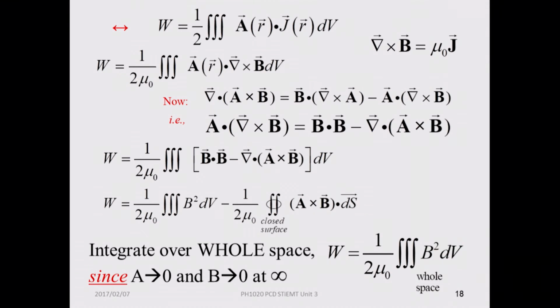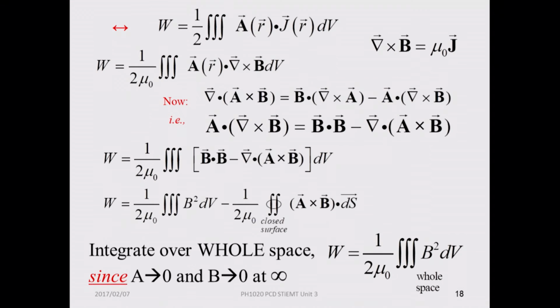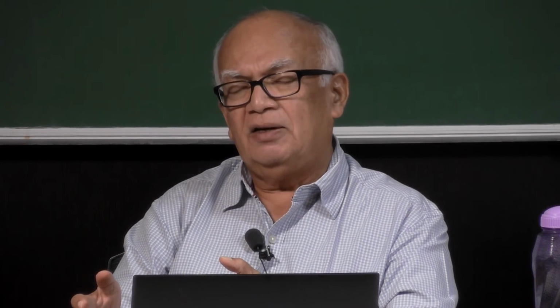Okay, and if you now integrate over the whole space, since A and B both go to 0 in the asymptotic region, at a collective rate which is faster than the rate at which the surface element is growing, which also grows as r square, together this overcompensates that. So the net work done, which is the energy stored, that is the amount of work that you have done, where will this work done go?